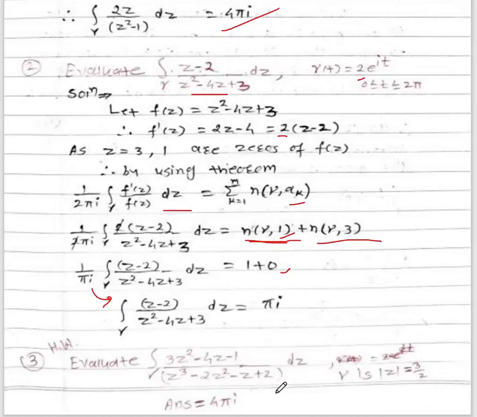Okay, so I will give you one example for homework. You have to solve this problem: the integral over gamma of 3z square minus 4z minus 1 upon z cube minus 2z square minus z plus 2 dz. The answer is given as 4 pi i. Here gamma is mod z equal to 3 by 2. 3 by 2 means that is 1.5, which represents a circle whose center is 0 and radius is 1.5.